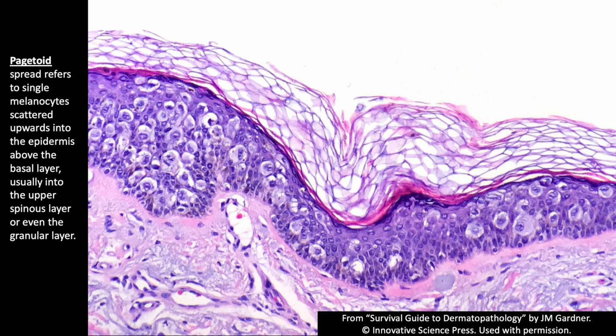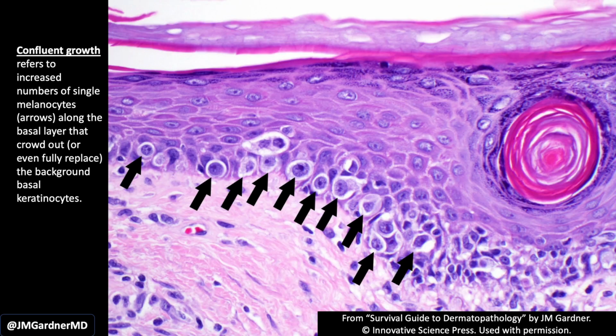Okay? And do remember that other things have pagetoid spread too. Squamous cell carcinoma, or Bowen's disease as some people call it, is probably the most common thing I see with pagetoid spread. And also, of course, Paget's disease of the nipple or extramammary Paget's in the anogenital area.